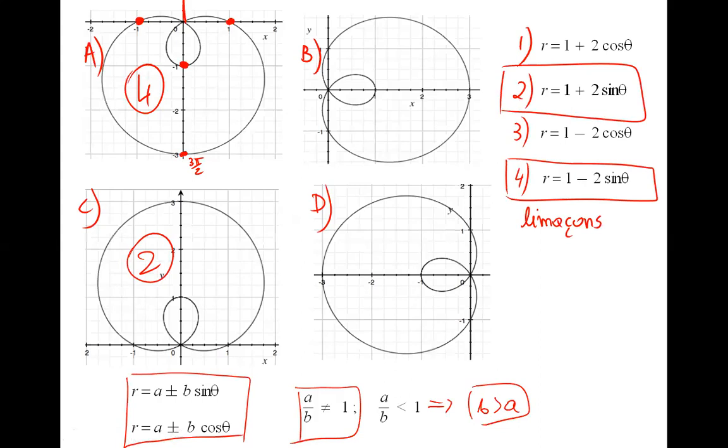Plus 2 cosine theta or minus 2 cosine theta? You can check values. It's 1. Okay, we can see cosine at 0 is 1. 1 plus 2 is 3. Excellent. That means that's it. Let's check 90. Cosine at 90 is 0. 1 plus 0, it's 1. 180, it's negative 1. 1 minus 2 is negative 1.